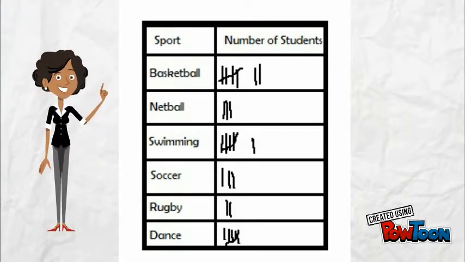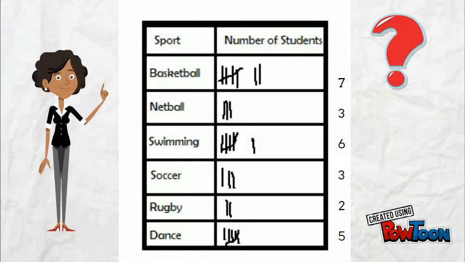So after carrying out a survey with our Year 3 students, these are our findings. Now, do we have a total of 26 students? Let's check. Yes, we do. Now the next step was to create a graph using the data we had collected.